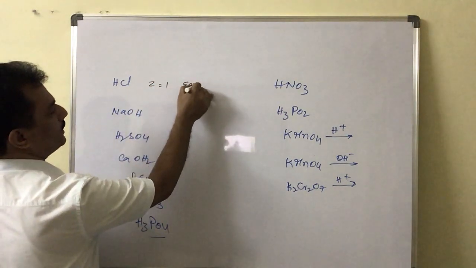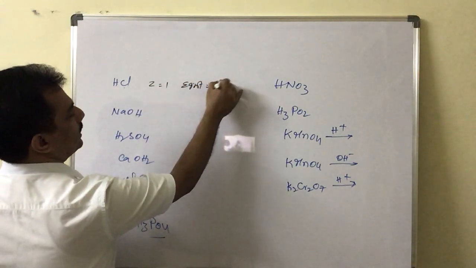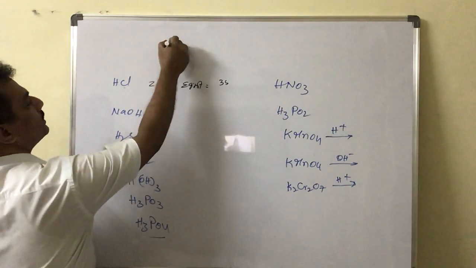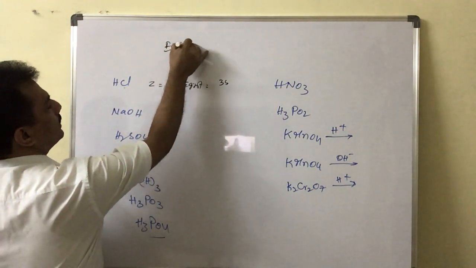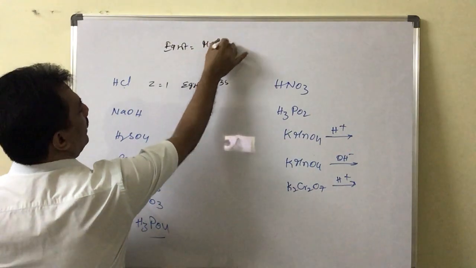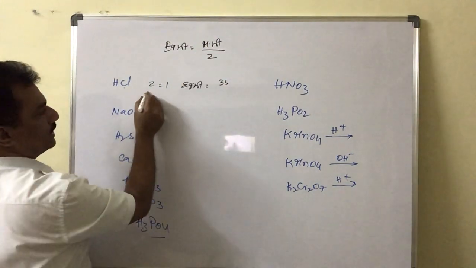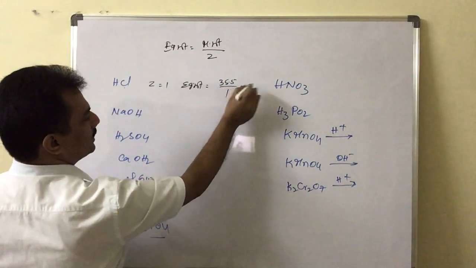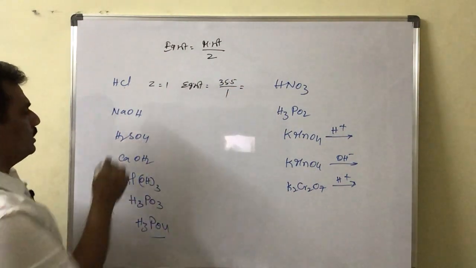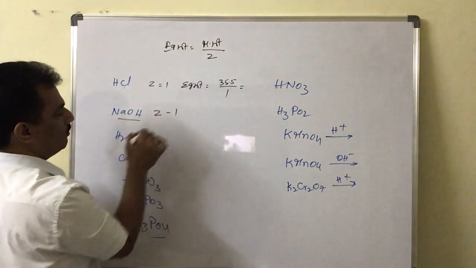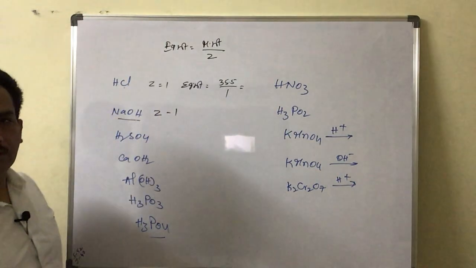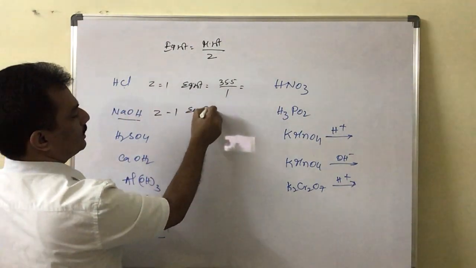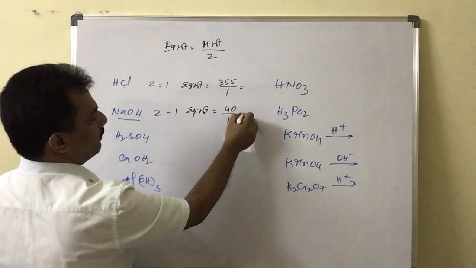In all these cases, equivalent weight is equal to molecular weight by the Z factor. For HCl, Z is 1, so 36.5 by 1 is the equivalent weight of HCl. In NaOH, Z is 1, because the replaceable OH is only 1. Then the equivalent weight is 40 by 1.